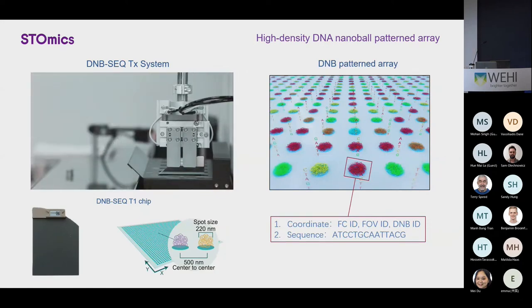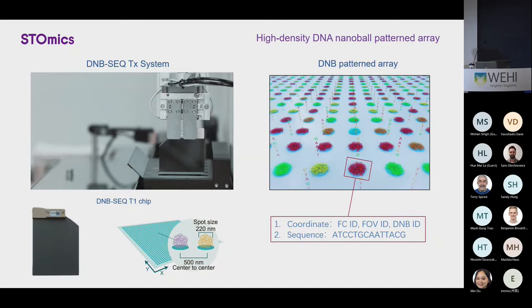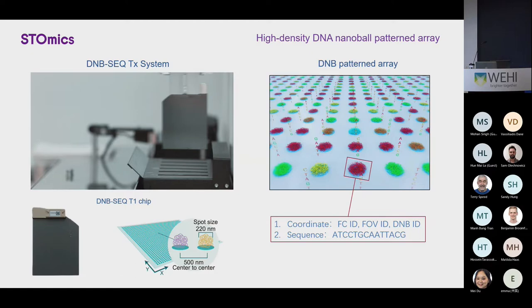our DNB-seq technology. One of our subsidiaries, MGI, which actually went public this morning on the Shanghai Stock Exchange. The basis for the MGI sequencers for doing massively parallel short-read sequencing is something called DNB-seq, which stands for DNA Nanoball Sequencing. For DNB-seq, we do massively parallel sequencing using large area silicon wafer chips etched with a patterned array of DNA nanoballs. The size of the nanoballs is 220 nanometers, and they're spaced 500 nanometers apart from each other.